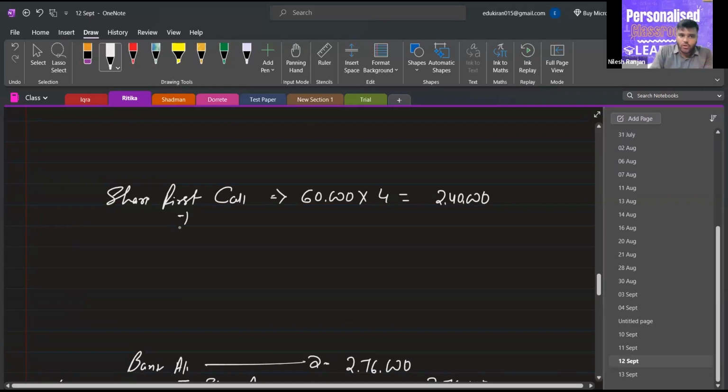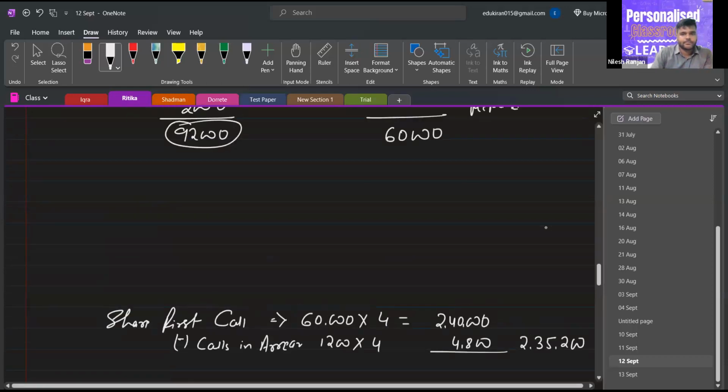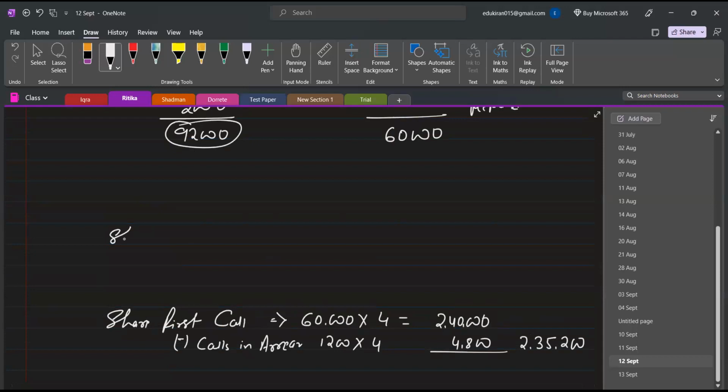So total call on share first call will be 600, 600, 1,200. Into 4, we will not receive. So 4,800. Balance is 2,35,200. Is this clear, Ritika? Yes, sir.